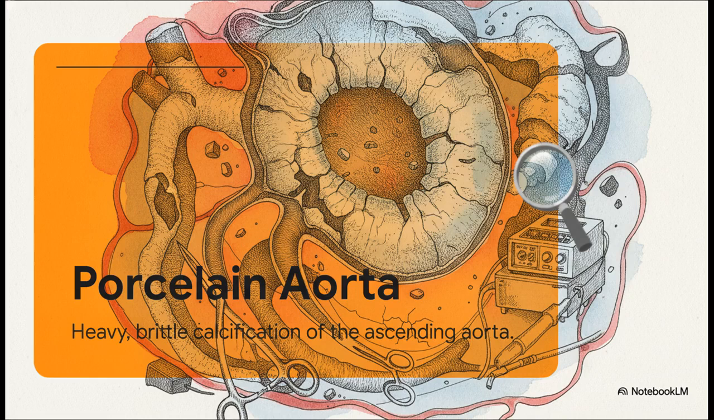A porcelain aorta is characterized by heavy, brittle, circumferential calcification of the ascending aorta. Clamping a porcelain aorta can literally fracture the brittle vessel wall. That leads to catastrophic aortic dissection, rupture, or even a massive embolic stroke from floating plaque fragments that get knocked loose. Because of this massive hazard, the surgeon absolutely has to modify the surgical plan to a no-touch off-pump technique or pursue alternative percutaneous options.